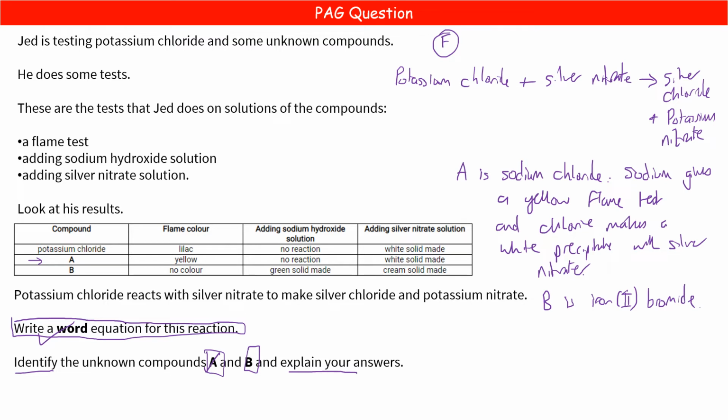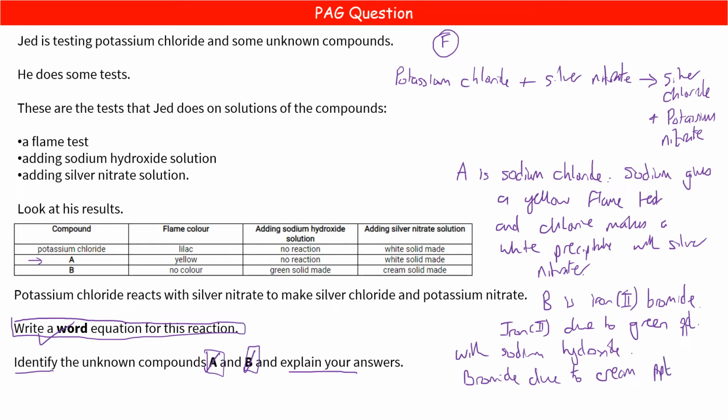So then we just need to explain it, because we've identified. Now we've got to explain. So iron 2 due to the green precipitate. We're going to abbreviate that to PPT. So precipitate with sodium hydroxide, and then we know that it's going to be bromide, so bromide due to cream precipitate with silver nitrate. And that's it.